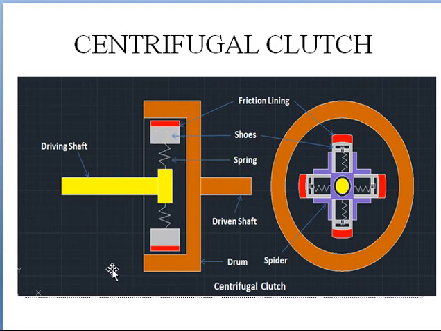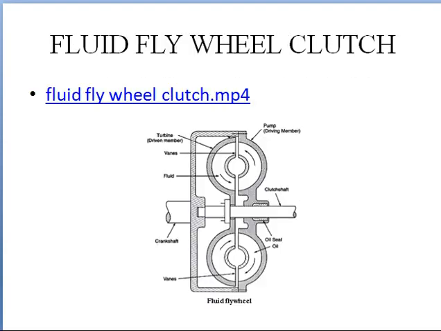So now when the driving shaft starts rotating, these shoes will go and touch the flywheel. With the increasing speed of the engine, this will also operate accordingly. So this will go and touch the flywheel. As a result, the motion from the driving shaft will get transferred to the driven shaft. So this is about centrifugal clutch.